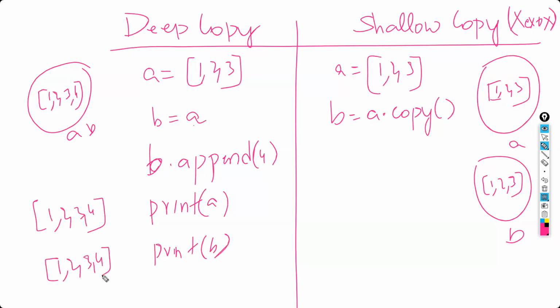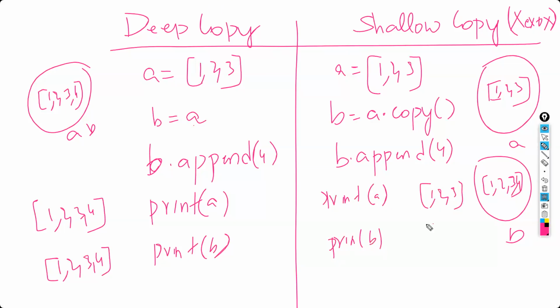Whereas here, if you do B dot append of 4, the 4 will be added, but not in A. Now if you print A here, what is the output? 1, 2, 3. If you print B here, what is the output? 1, 2, 3, 4. That is the difference between both of them.